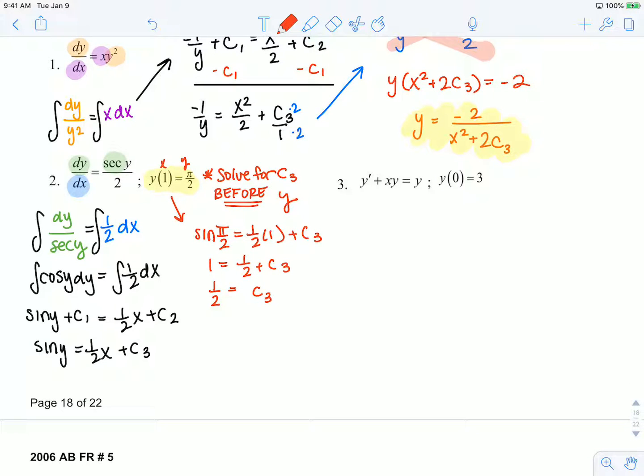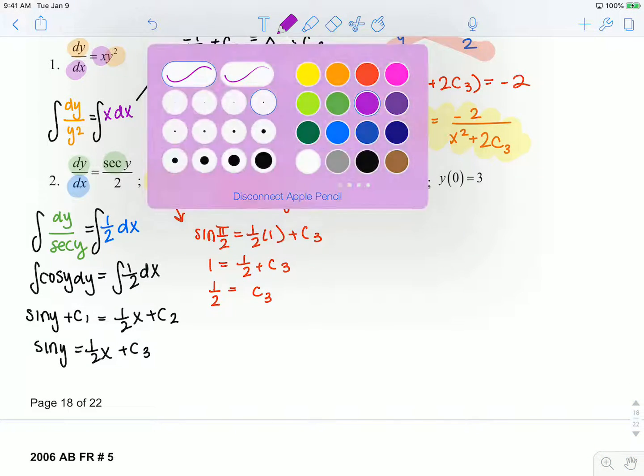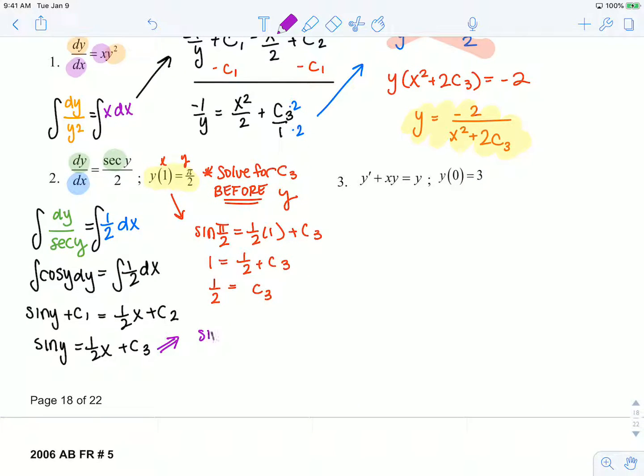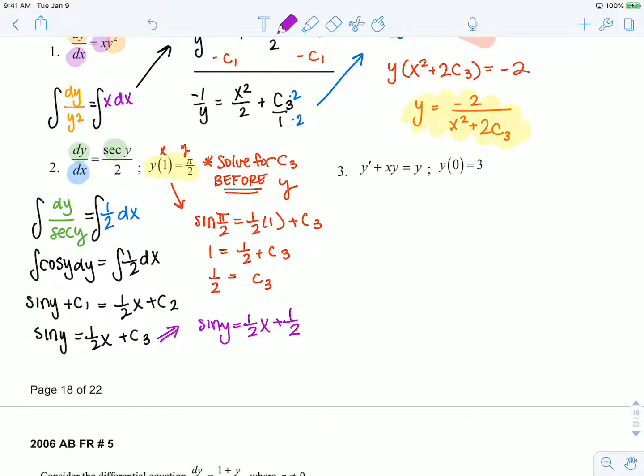So now we can go back to this differential equation solved with this c3 plugged in. Sine y equals 1/2 x plus 1/2. So to isolate y, y is sine inverse of 1/2 x plus 1/2.